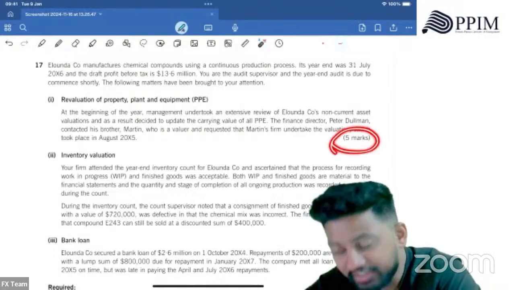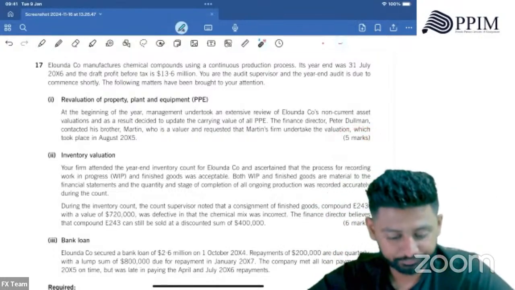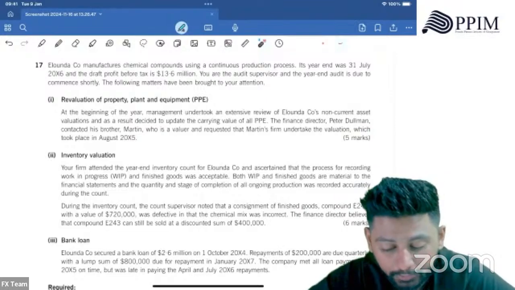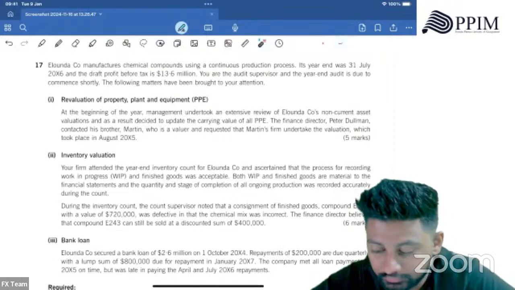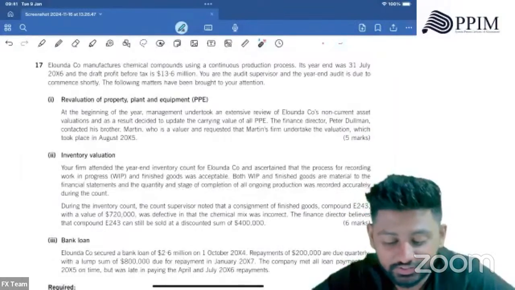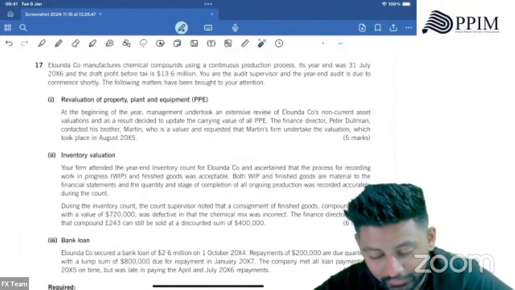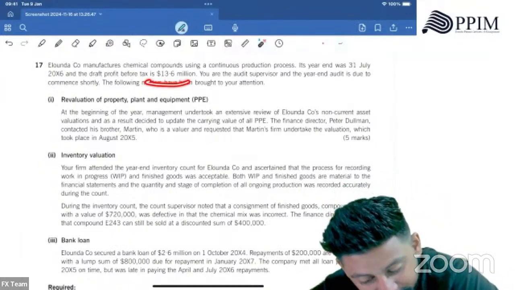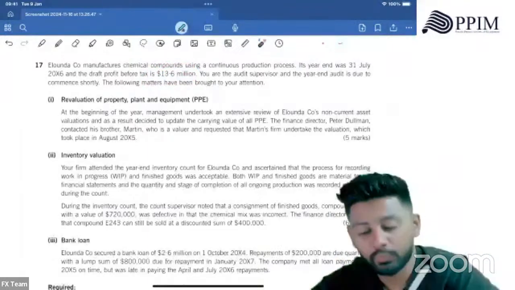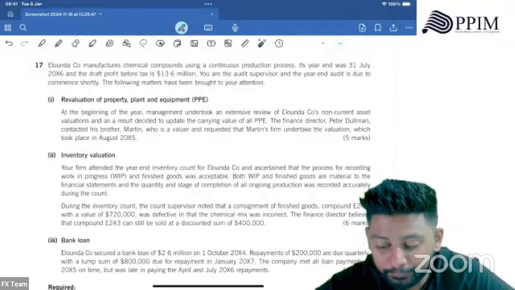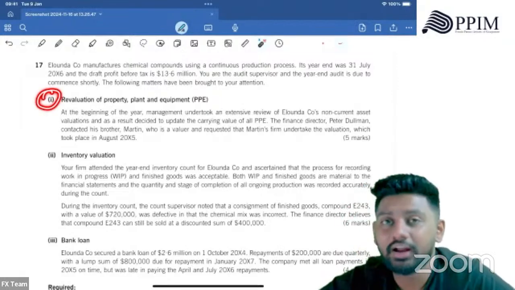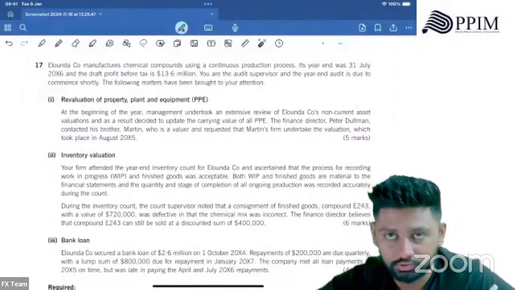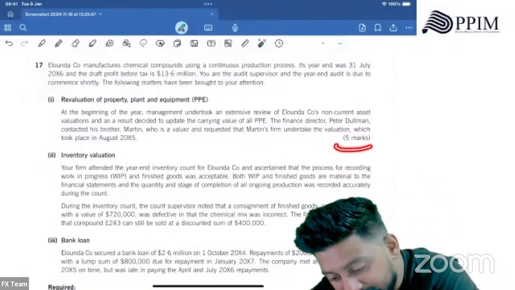When you look here, for 5 marks, we have to give 5 procedures in the exam. Elendua manufactures chemical compounds using a continuous production process. Its year end was 31st July 2016, and the draft profit before tax is 13.6 million. You are the audit supervisor, and the year end audit is due to commence shortly. The following matters have been brought to your attention. Number one, revaluation of property, plant, and equipment.